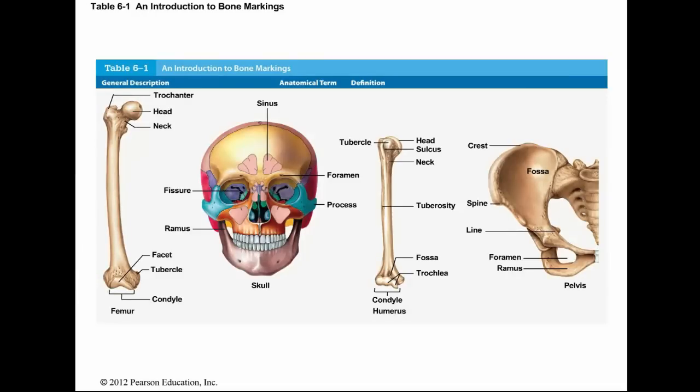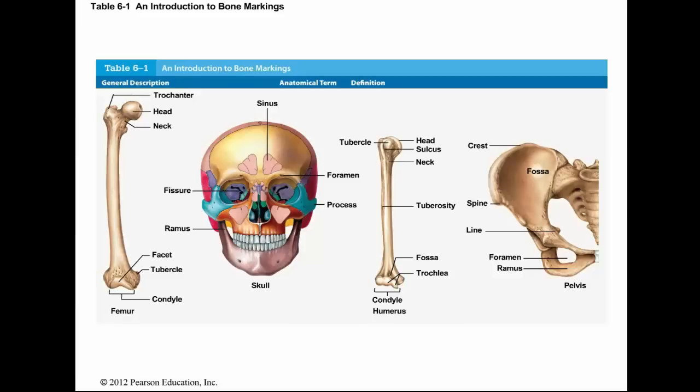The head of the femur is joined to the shaft of the femur by what is called the neck of the femur. Down the other end, you've got a tubercle and a facet, which is a part of the smooth surface which makes up the condyle, and the condyle articulates with the tibia, which is where the knee joint is.